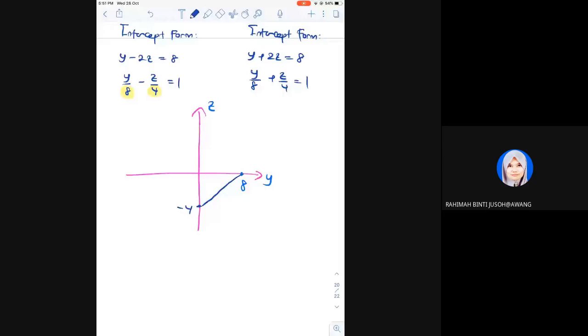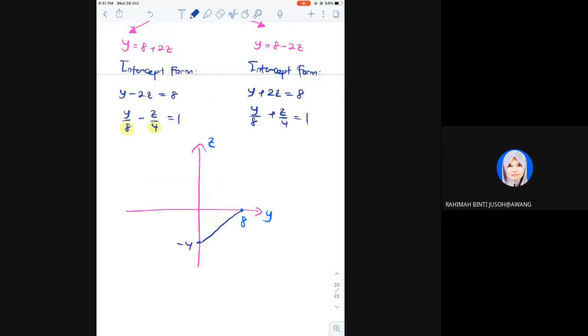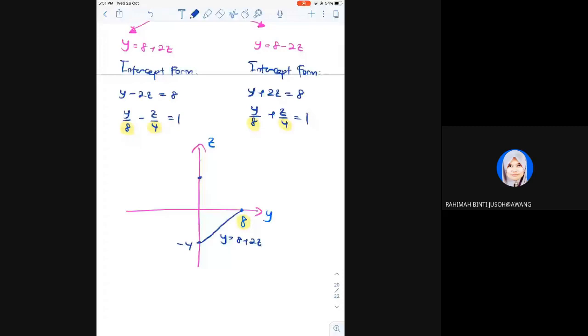Okay, lagi satu. Yang ni, y equals 8, ada dah 8 kat sini. Z equals 4. So 4 ke atas. Macam ni. So this is the second line. This is the equation of y equals 8 minus 2z.